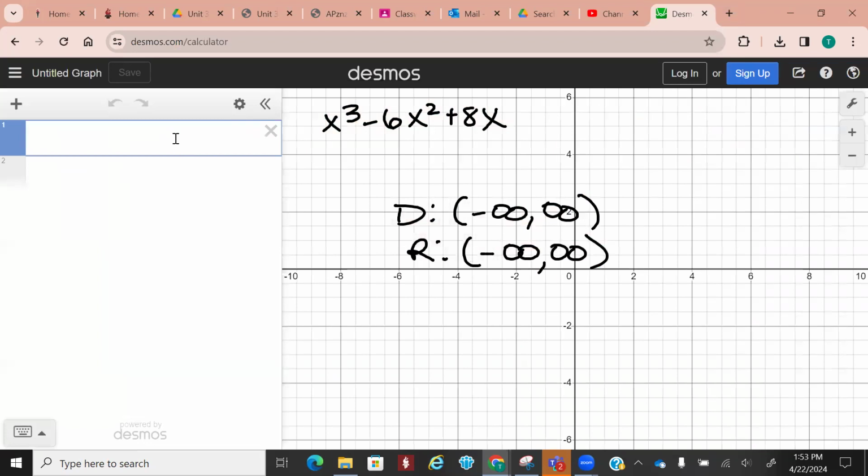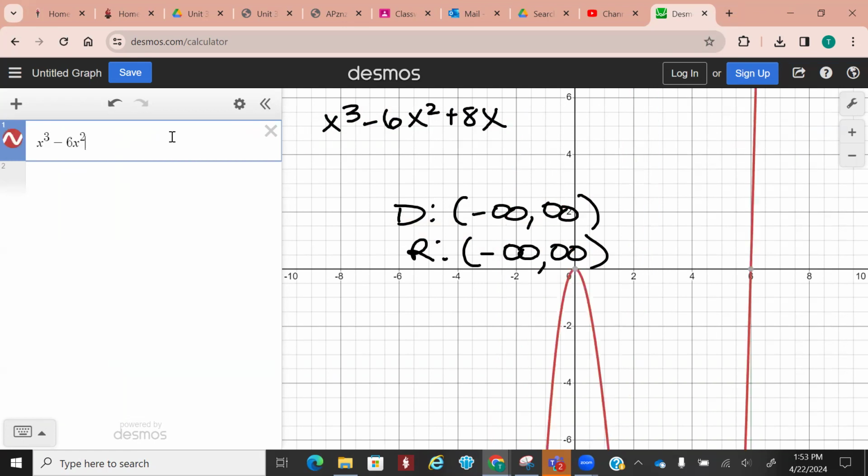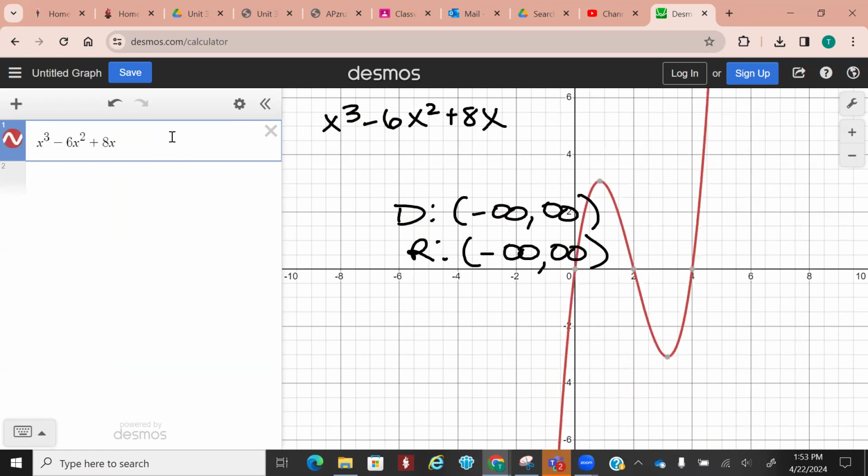So we're going to take this and we're going to type it in. So x to the third minus 6x squared plus 8x. Okay, so it looks like this. So domain is -infinity to +infinity because it can be any value from left to right. And then range is from bottom to top. That can be any value.